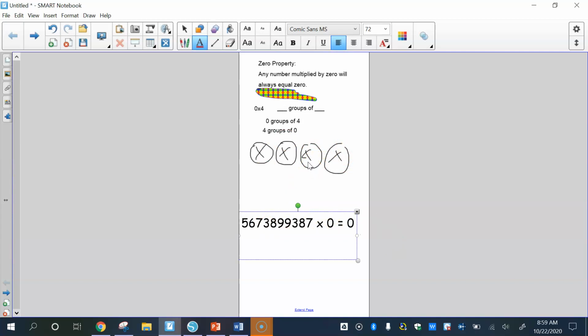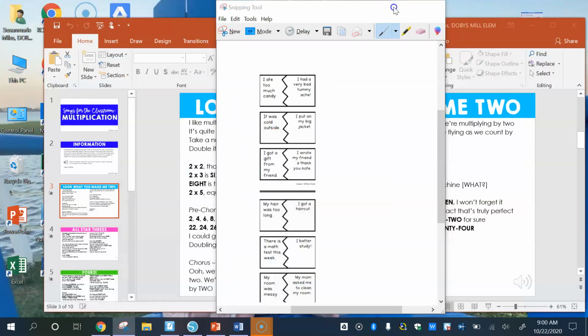If I had 0 times 1,000,000, it would equal 0. I would have 0 groups of 1,000,000, so I would have nothing to write. There's no groups I can put down. So everything times 0 is 0.